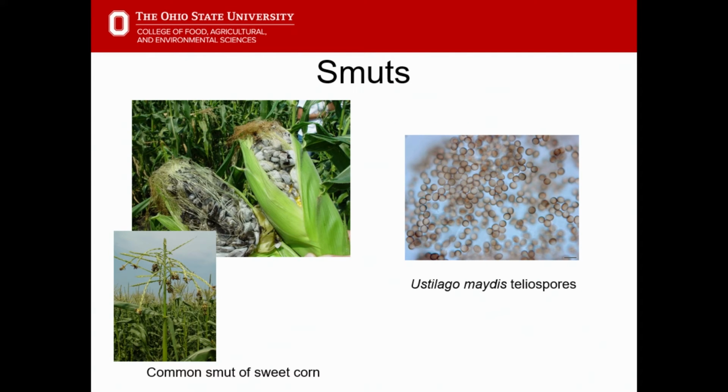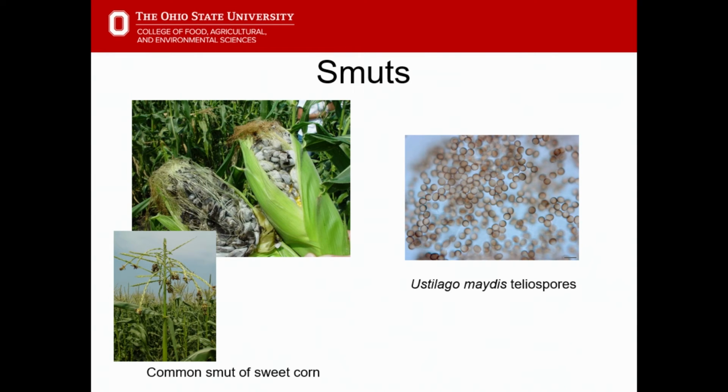The smuts are also important plant pathogens. The example here is common smut of sweet corn caused by a Basidiomycete. The pathogen causes galls on almost any part of the plant. These galls are filled with mycelium and spores of the fungus. The name comes from the masses of black teliospores that emerge from the galls.